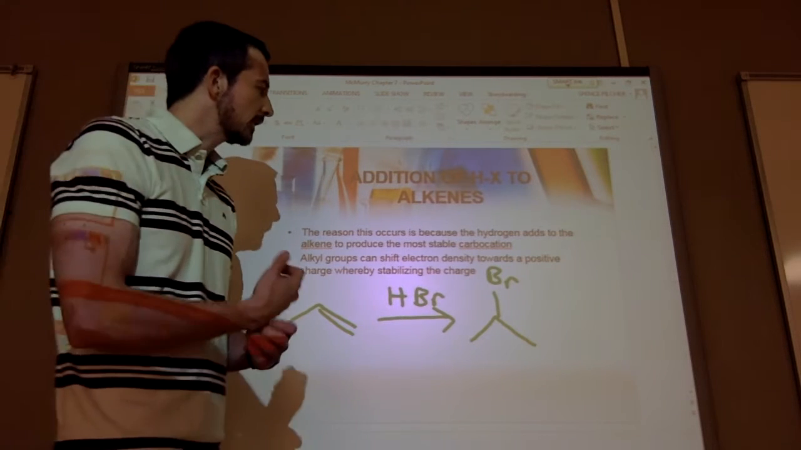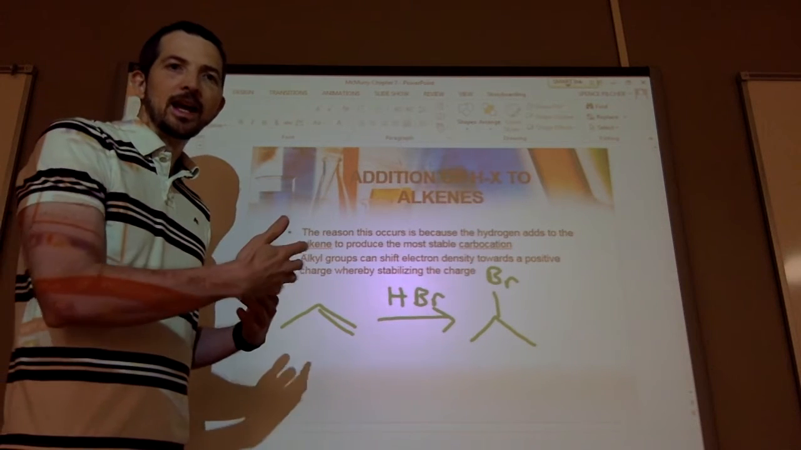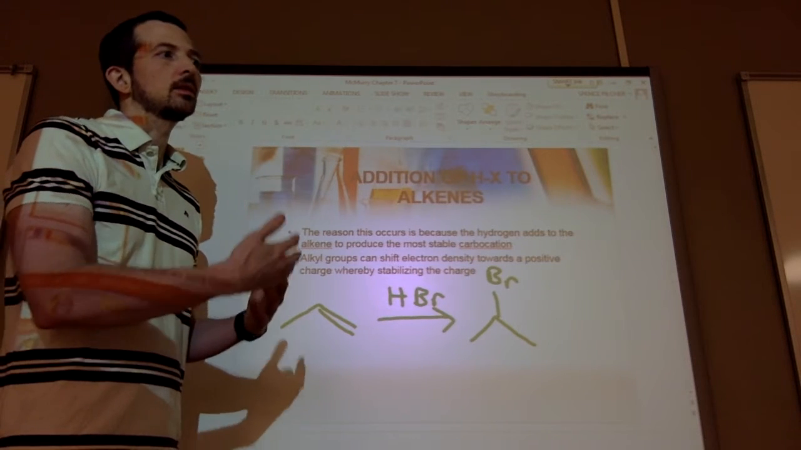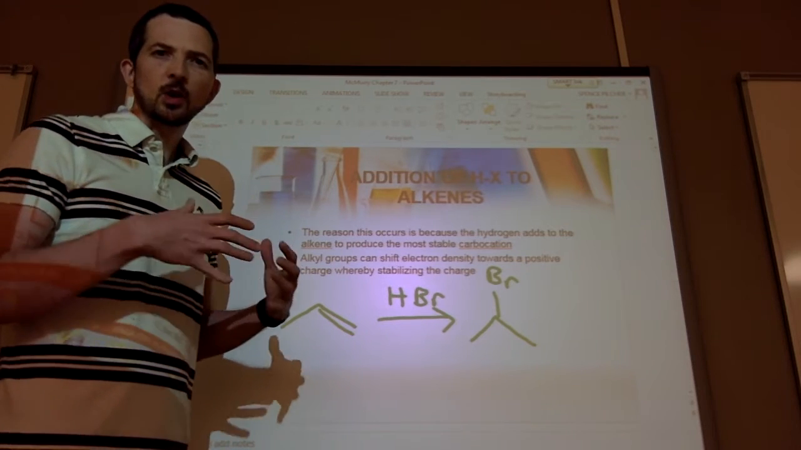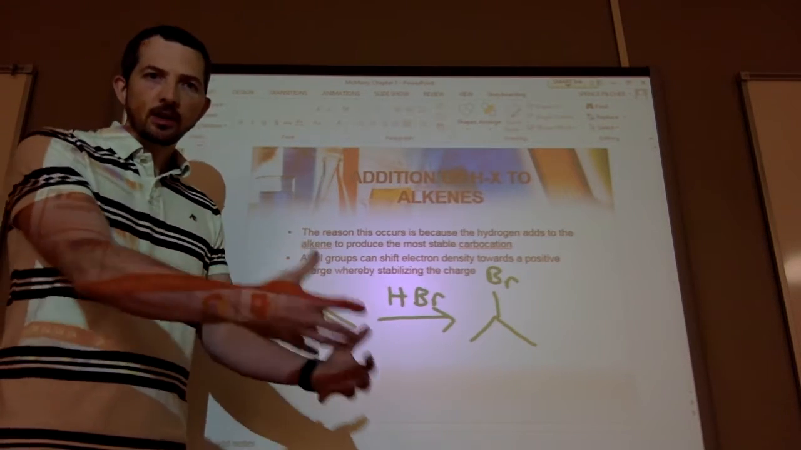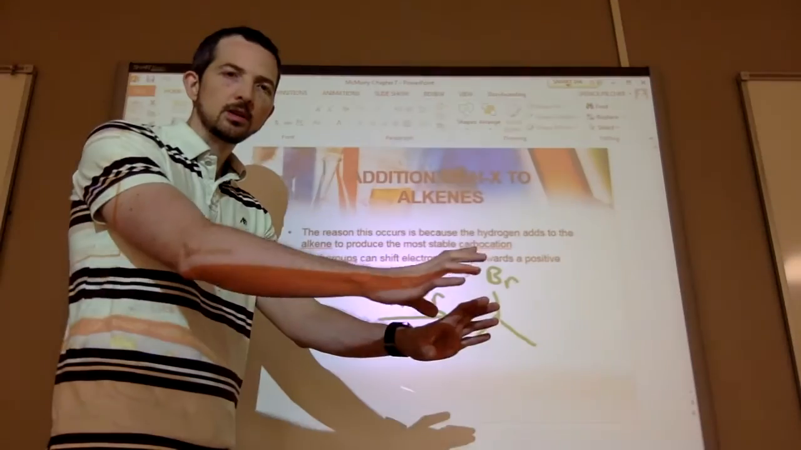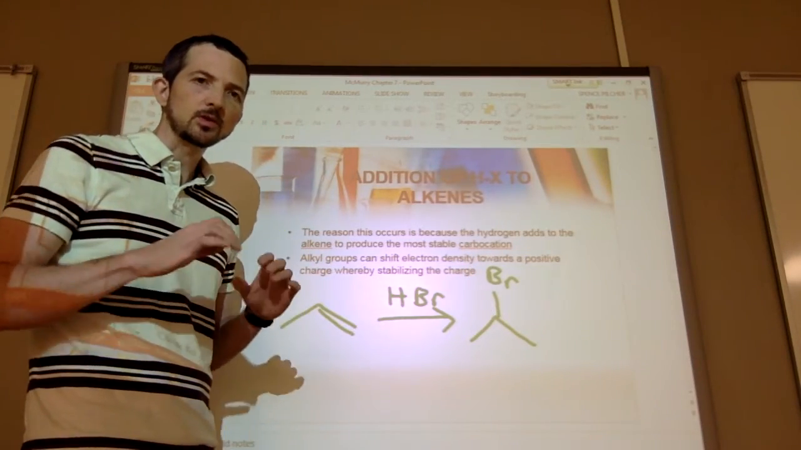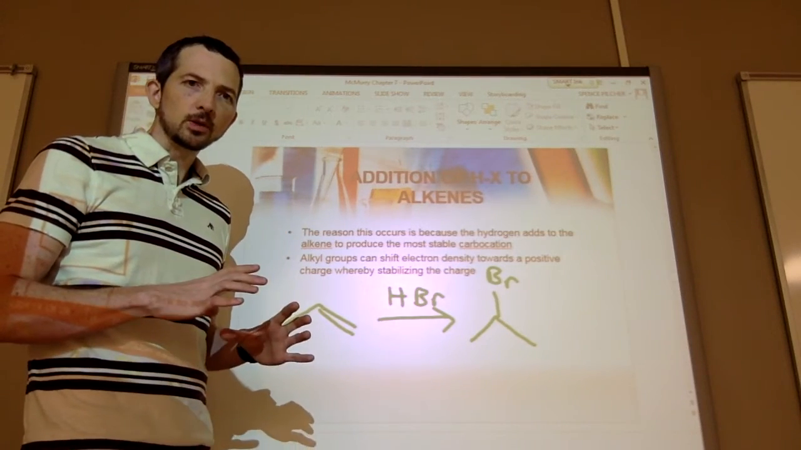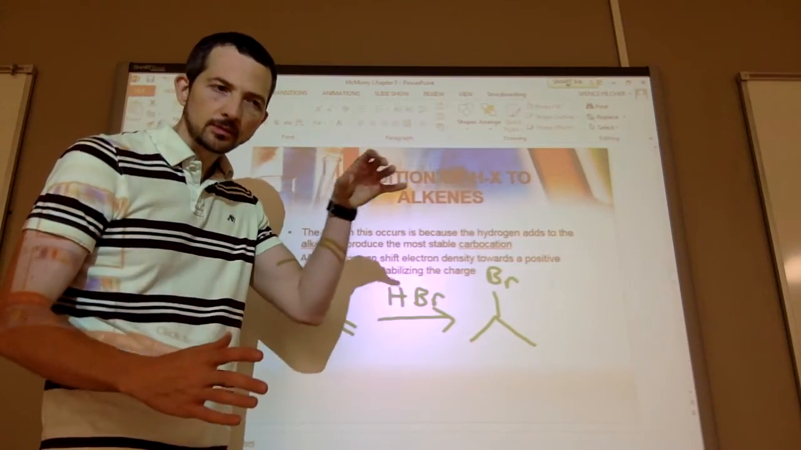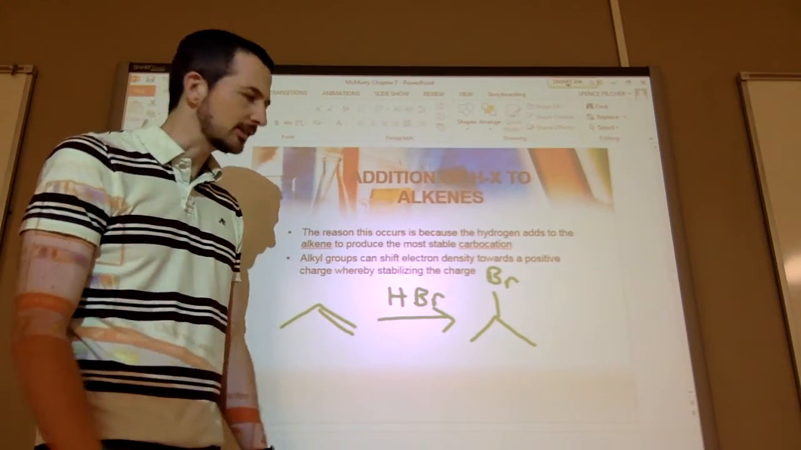The reason this takes place is because the hydrogen adds to the alkene to produce the most stable carbocation. And so when it adds, we see how the intermediate is a positive charge on carbon. Carbons are electropositive, so you know halogens are electronegative and through an inductive effect pull electrons away. Well, carbon alkyl groups can actually push electrons towards a positive charge. So the more alkyl groups you have, the more inductive effect you see with the alkyl groups pushing electrons towards that positive charge, stabilizing that positive charge.